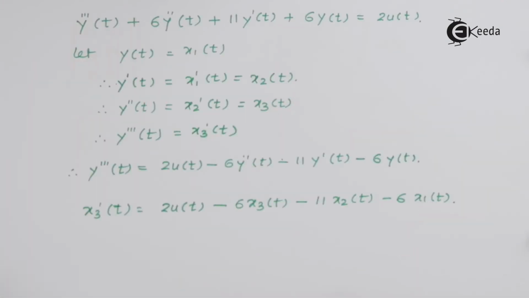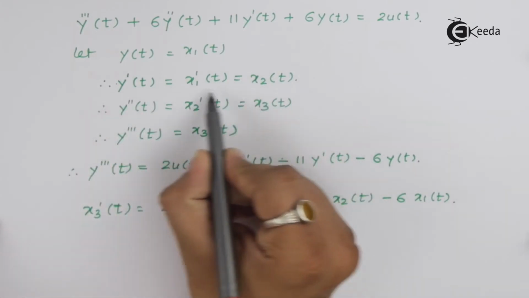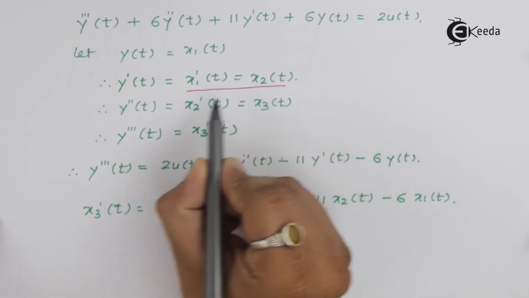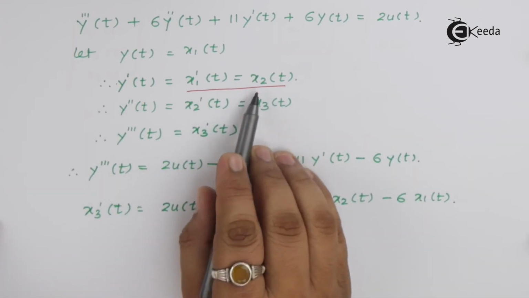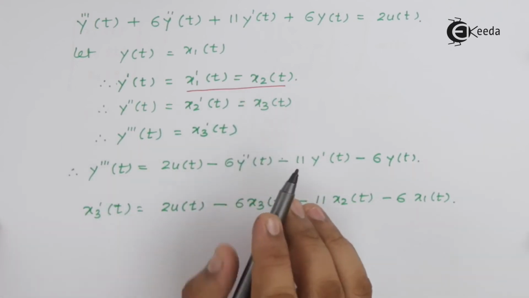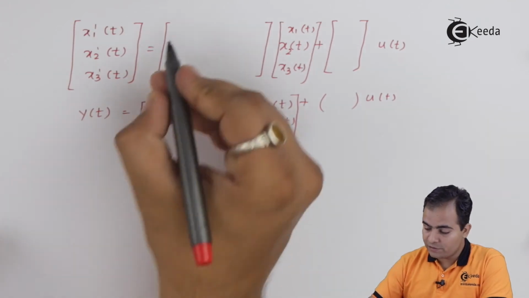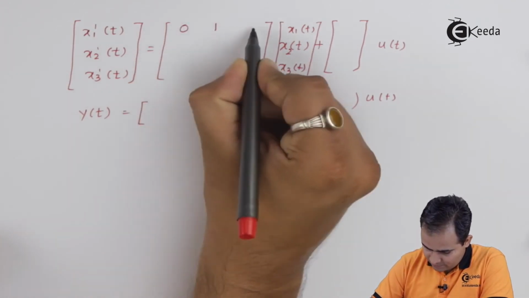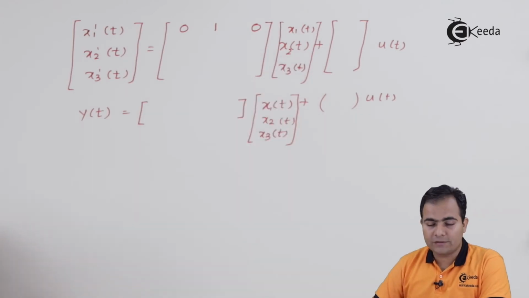Now where will you get the x1 dash of t equation? You will get that equation over here. Here we have only x2 of t in my x1 dash of t equation. So we'll substitute only the x2 of t value, that is 1, in our first row. As I said, you will get only the x2 of t value in the x1 dash of t equation. So we'll write 0, 1, 0 and 0, because the coefficient of x2 of t is 1.